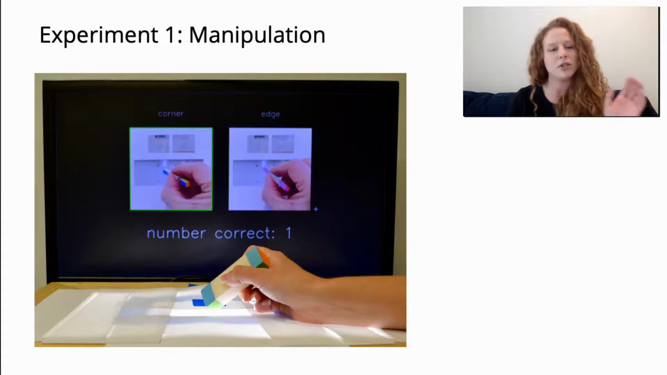The user was shown 2 images side by side, representing each contact in the manipulation from the user's perspective, and the active contact was highlighted in green, and that just meant that was the contact the user was supposed to touch the screen with next.